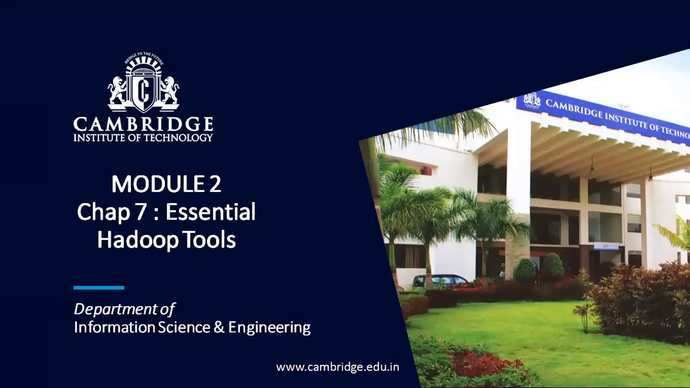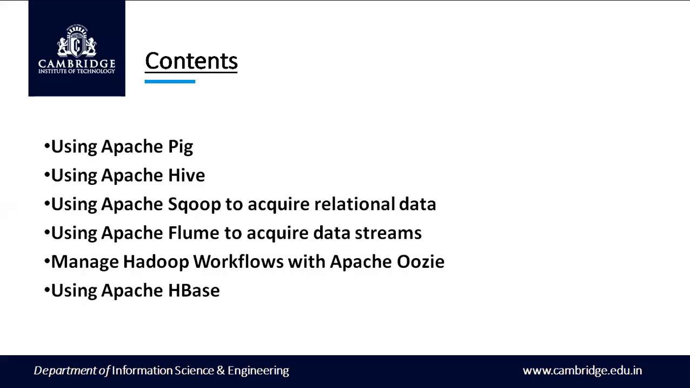So today we'll start with module 2, chapter 7, that is essential Hadoop tools. These are the contents from the chapter: essential Hadoop tools using Apache Pig, Apache Hive, Apache Sqoop, Apache Flume, Apache Oozie and Apache HBase.